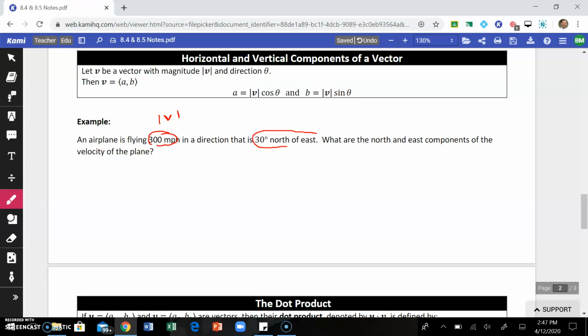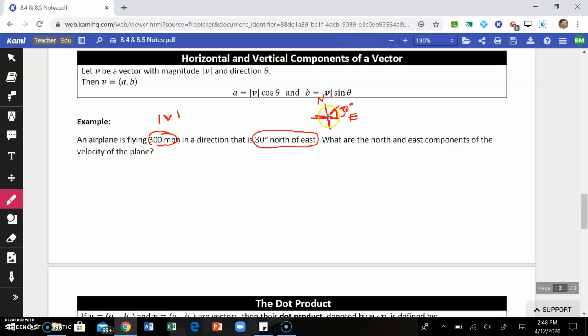You do need to pay attention to, a lot of times the direction will be given in terms of a compass direction, and we need to make sure we know what that means. So 30 degrees north of east means we start east and we go 30 degrees towards the north, which would be up here, right? So that is the angle that we're looking at here. So don't automatically assume that it is the angle 30 degrees, because if it were different directions besides north and east, in any different combination here, it's not talking about the angle 30 degrees. So you need to be very careful with that. This is talking about the angle 30 degrees. So the question is, what are the north and east components of the velocity of the plane?